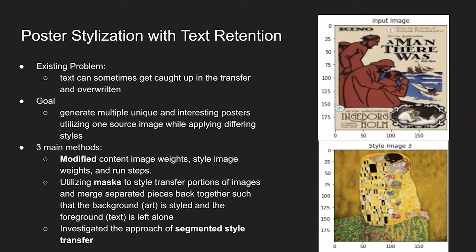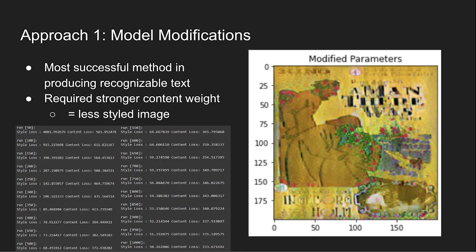Additionally, we tried utilizing masks to transfer only portions of the image and merge the separated pieces back together such that the background is styled and the foreground is left alone. Lastly, we investigated the approach of segmented style transfer. In our first approach, we see that modifications produce a recognizable image with relatively readable text while still maintaining a lot of features of the style. This was our most successful method in producing recognizable text.